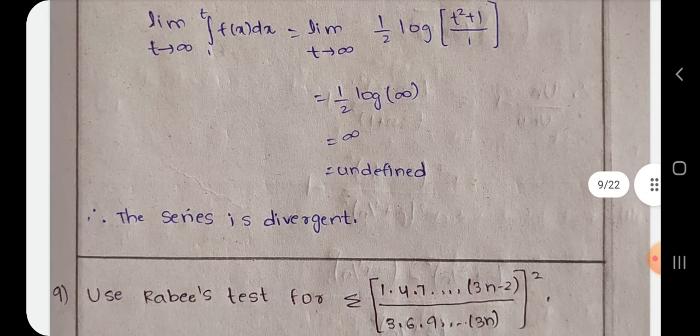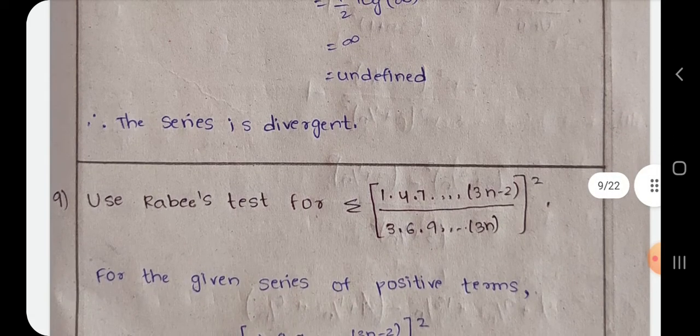In the integral test, if the limit is finite only, you call it convergent. Even if it is undefined or infinity, in both cases you can say that it is divergent.